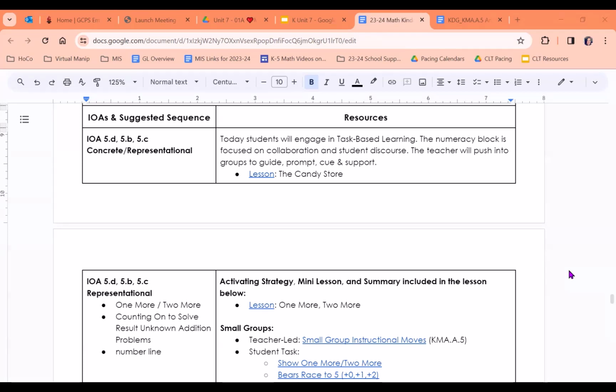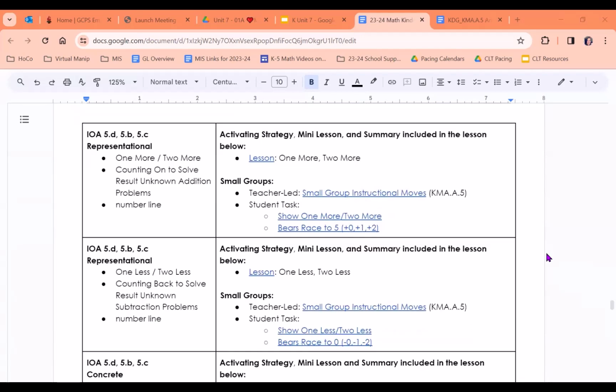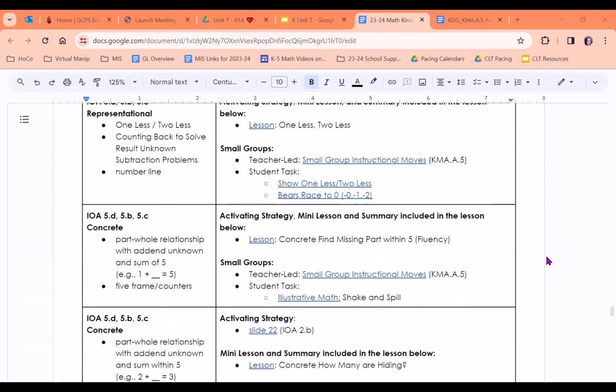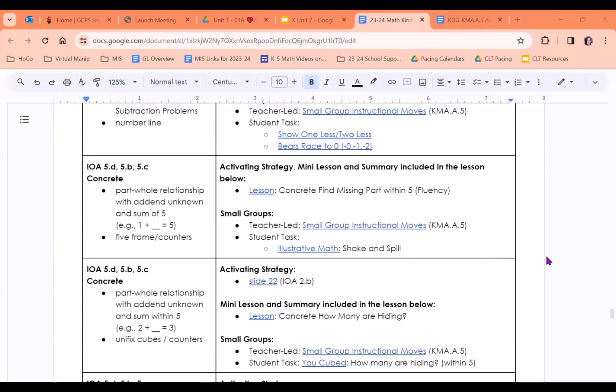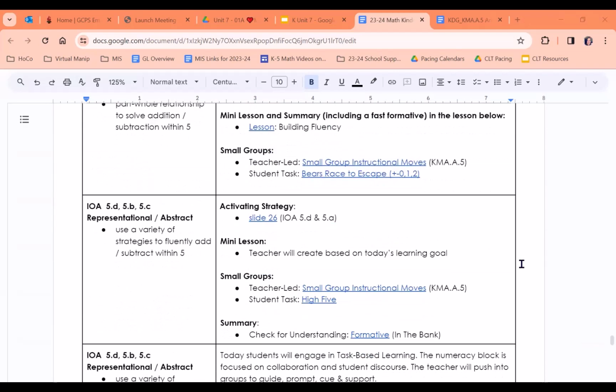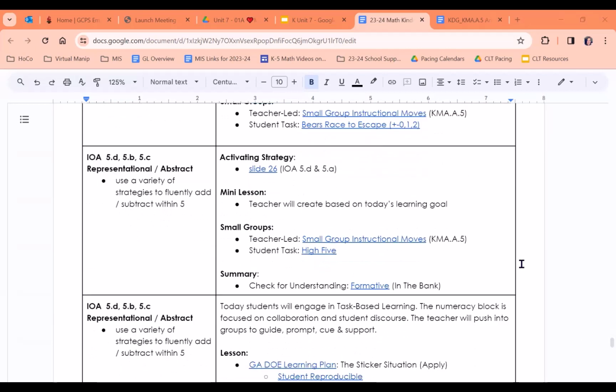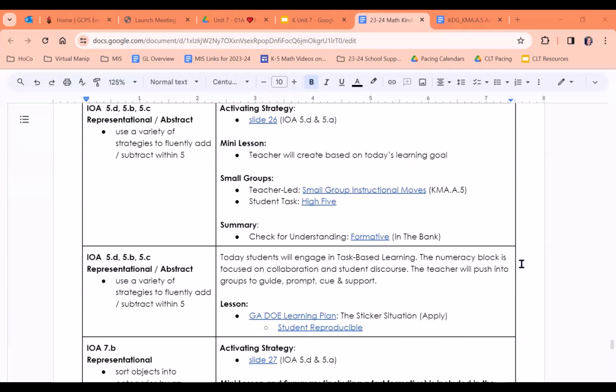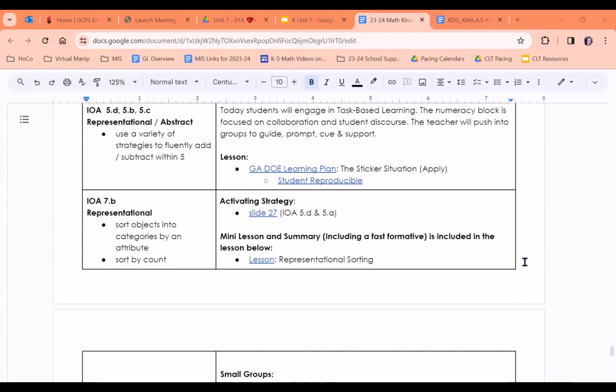Because of this background knowledge, the first strategy we use for developing fluency is to connect one more and one less to two more and two less. From this strategy, we will move to using the part-whole relationship, first at the concrete level, and then moving to the representational and abstract levels. We spend about 2 weeks of this unit explicitly teaching and utilizing strategies to build fluency. From there, we will continue to build fluency within our activating strategies with purposefully planned number talks.